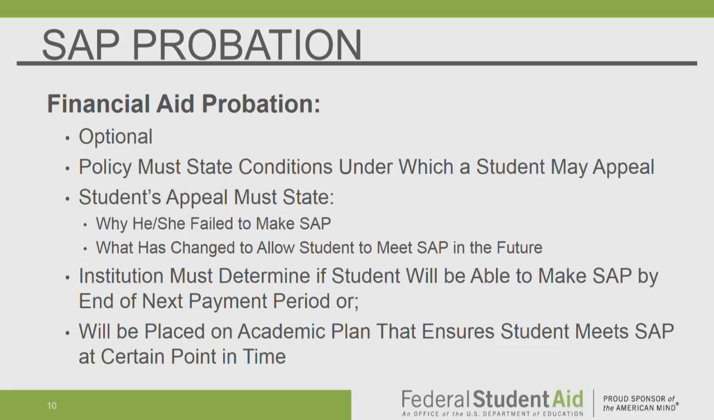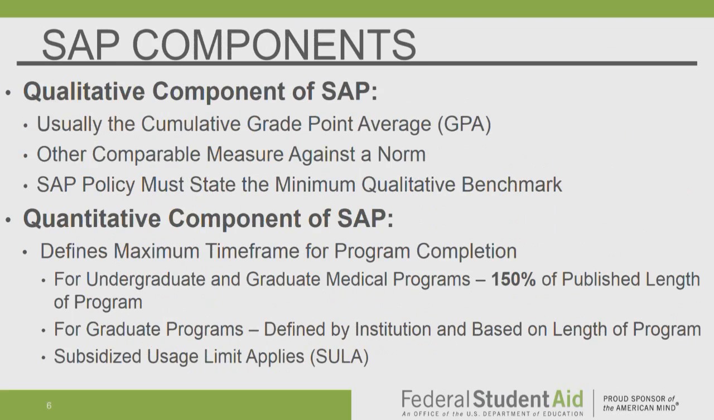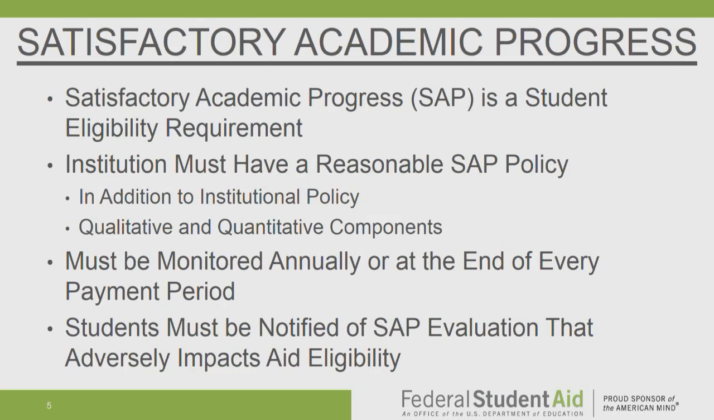Yeah, so the question is do we have to give the warning in writing? And so the answer is yes. And so it goes back to what I spoke about a couple of slides ago, that students must be notified of the SAP evaluation that adversely impacts their aid eligibility. So I would recommend that you have form letters set up, and you can set them up for warning and for probation, which we'll go through in a minute, and also regarding the appeal process.